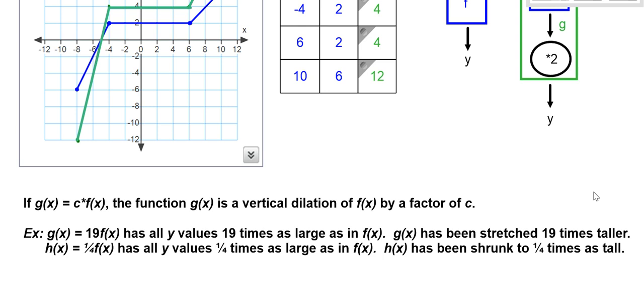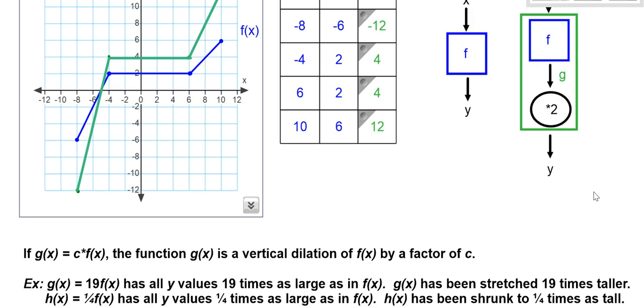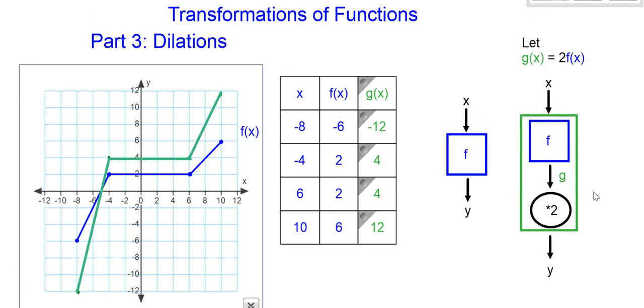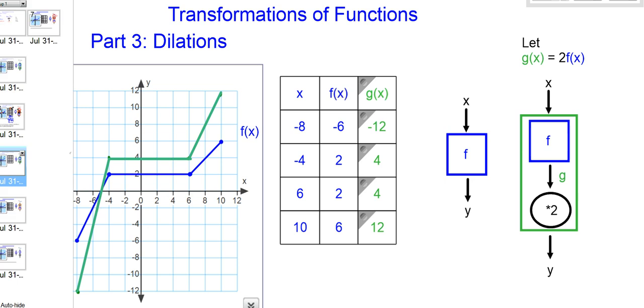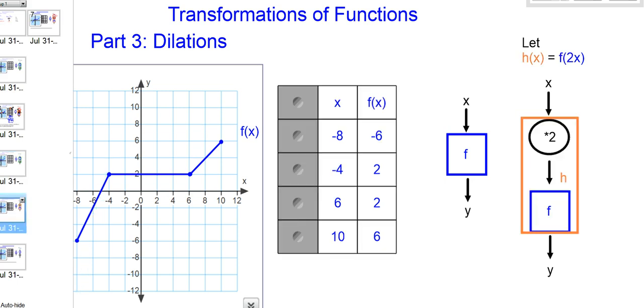Okay? So if g of x is 19 f of x, then all the y values are 19 times as large, and g of x has been stretched 19 times taller. If h of x is 1/4 f of x, then all the y values are 1/4 as large, and h of x has been shrunk to 1/4 as tall. Okay? So that should be pretty intuitive and familiar to you from your previous understanding of transformation of functions. Let's go ahead and look at when the multiplicative factor is in the argument instead of in the function value.